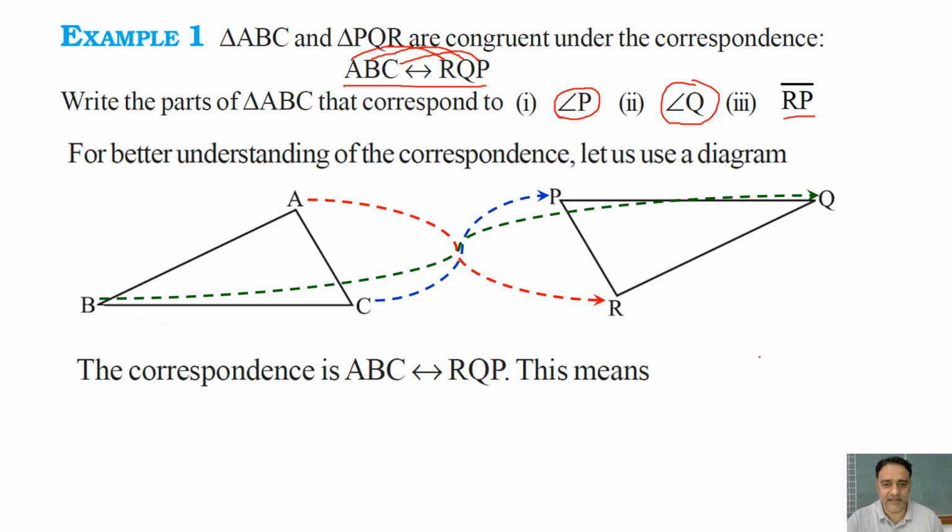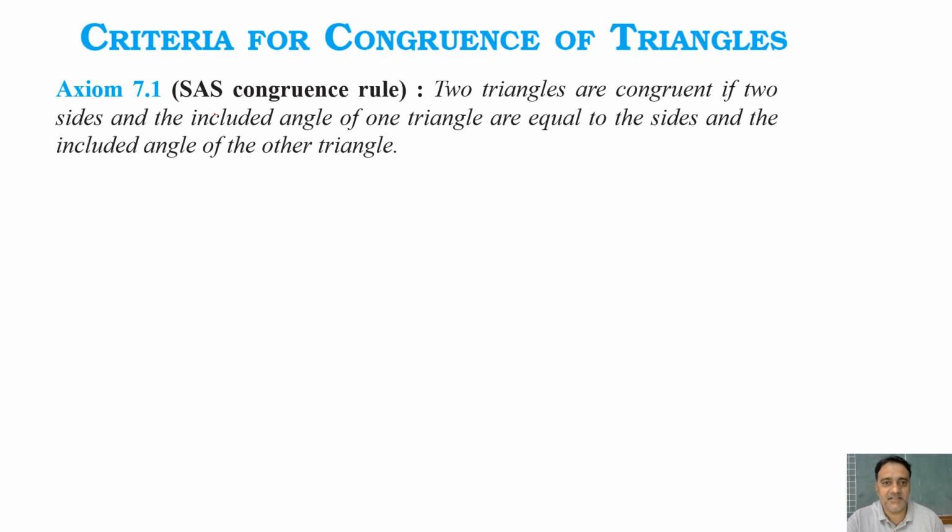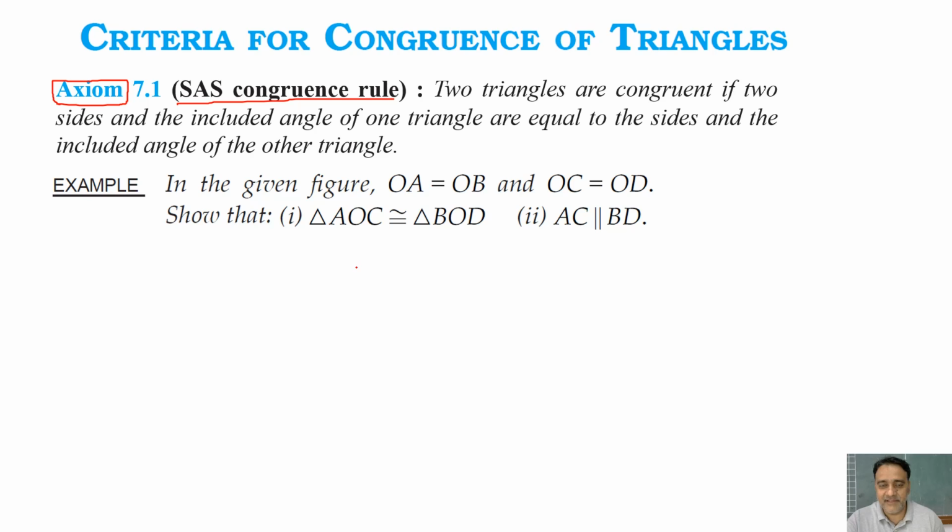AC, right. So now we'll move towards the very important part, criteria for congruence of triangles. Under this we have the first axiom, that is the SAS congruence rule. If two corresponding sides are equal and the included angle of one triangle is equal to the included angle of the other triangle, then the two triangles are congruent. So this is an axiom, there is no need to prove it, right? So we will see one example.